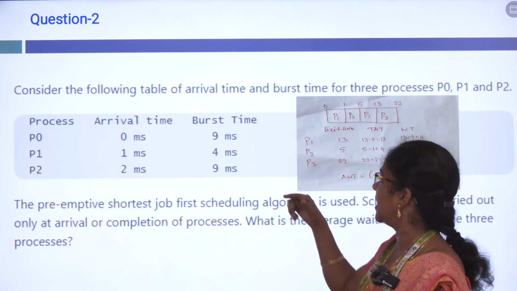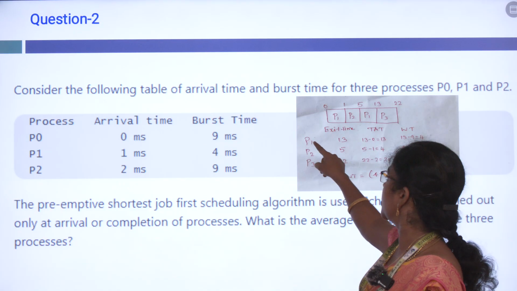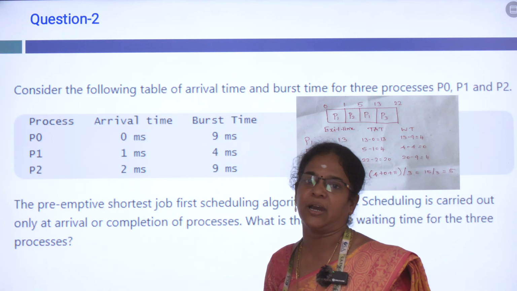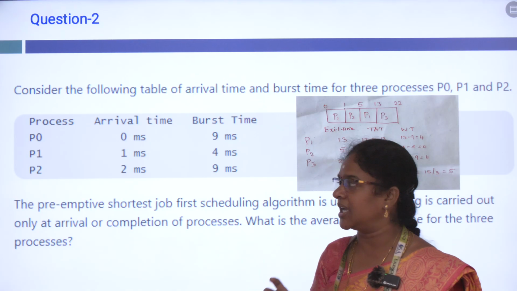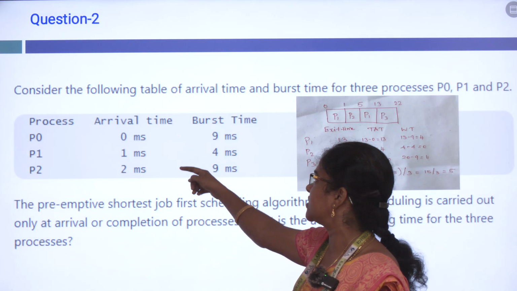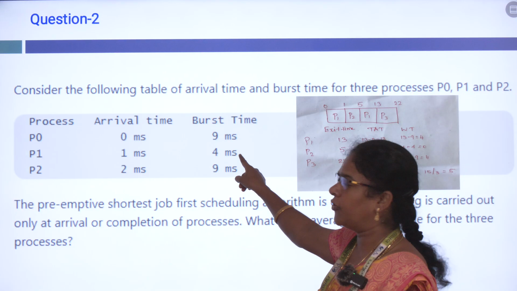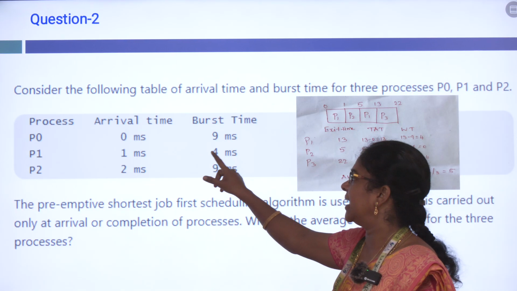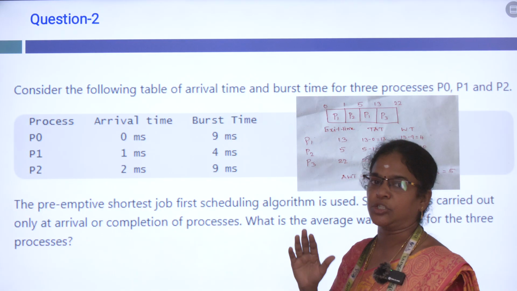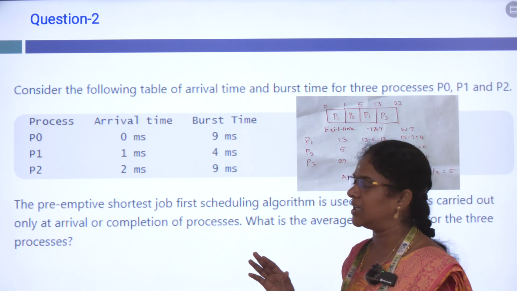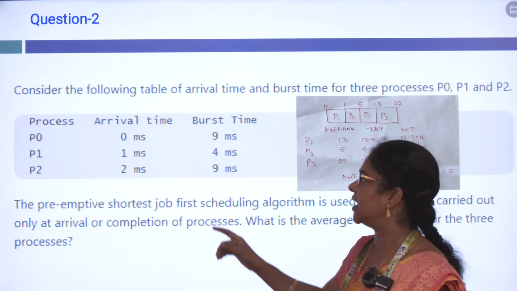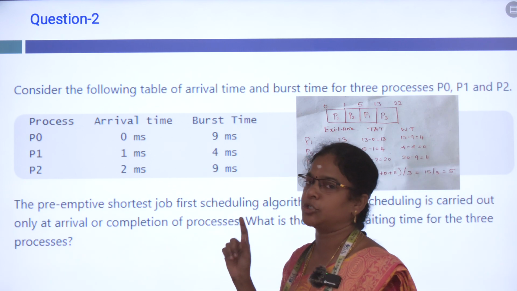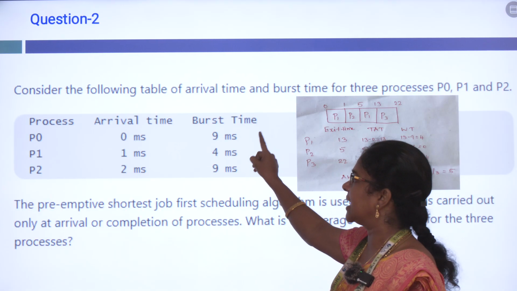The remaining P1 is available. So this is the difference between SJF and SRTF. SJF means shortest job first. Which is the shortest job first? 4. Okay, so first you take the 4 millisecond P2 process, just assign 0 to 4. But SRTF is not like that. In SRTF you take from the arrival time. The first arrival time 0 is minimum, burst time is 9.